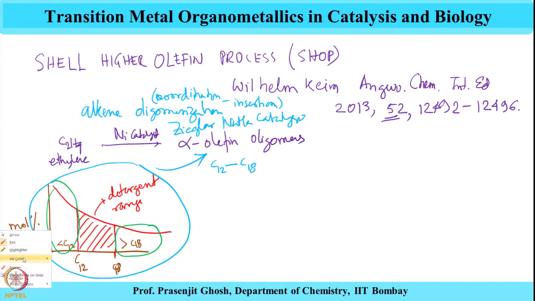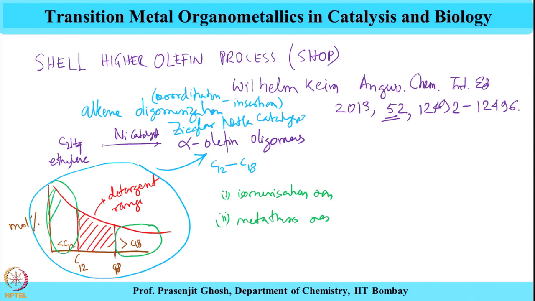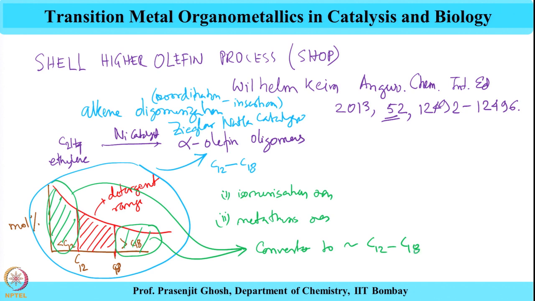Now, in SHOP a parallel development in which they used an isomerization reaction as well as a metathesis reaction to use these fractions, below C12 and above C18, to convert them to around something between C12 to C18, which can be utilized. So, this was done using Ziegler-Natta catalysis, and a nice example is given over here in the following reaction.